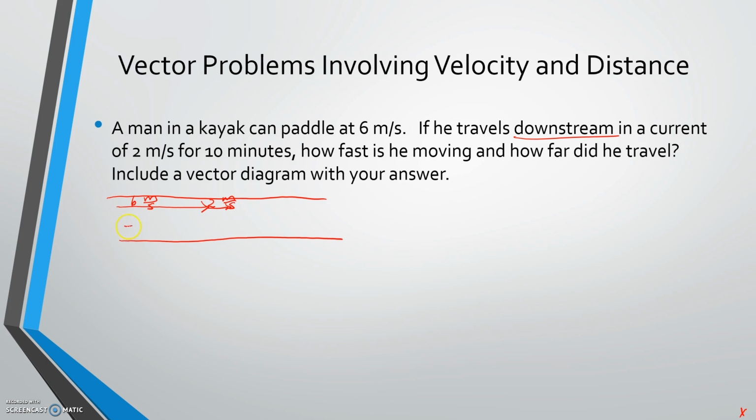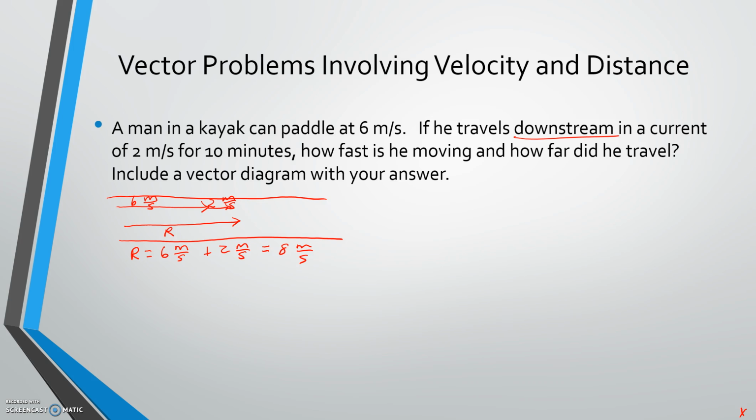If we want to find our resultant vector, we're going to add the two. So our resultant is going to equal the 6 meters per second that he's paddling plus the 2 meters per second that the current is flowing. So from an observer standing on the shore of that river, it would look like that kayak is going 8 meters per second.